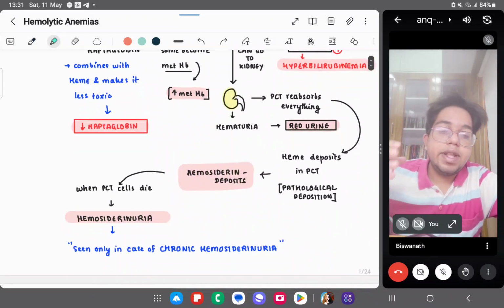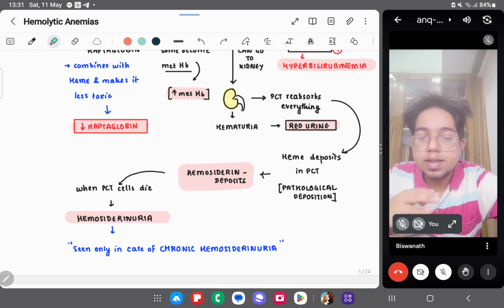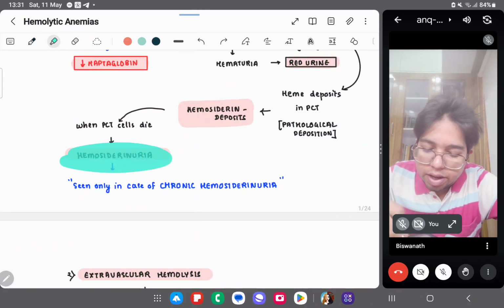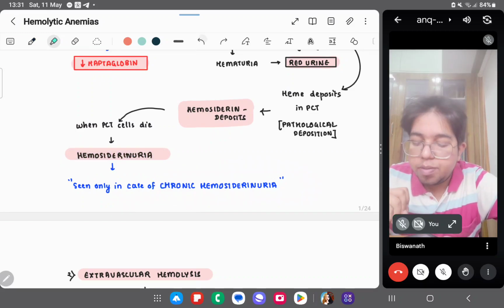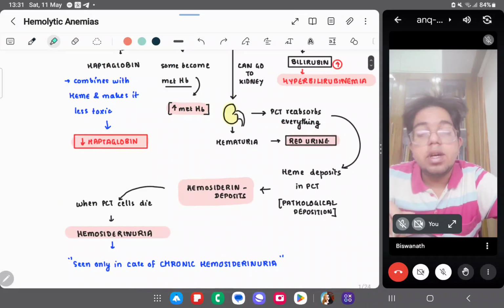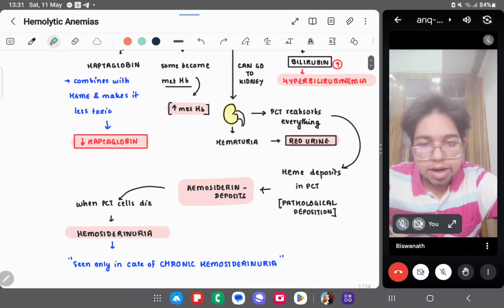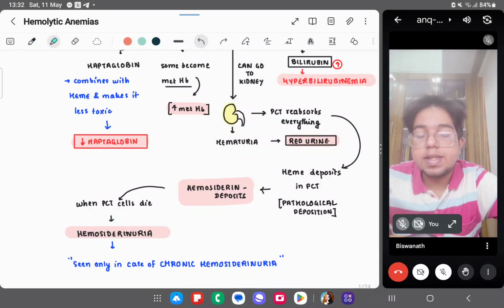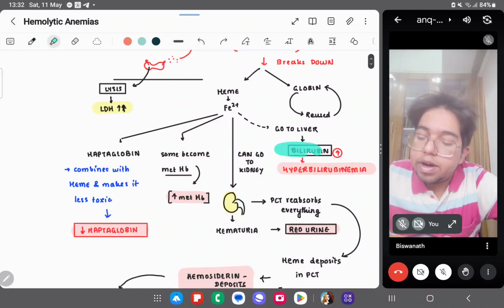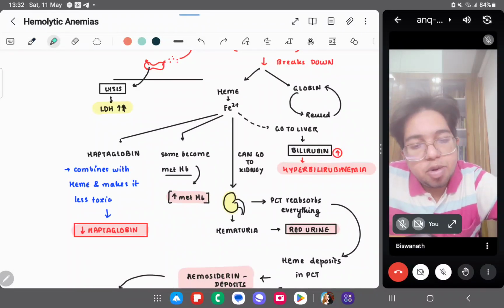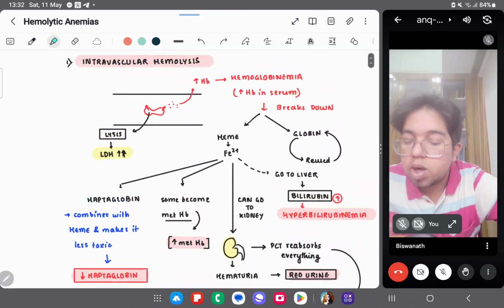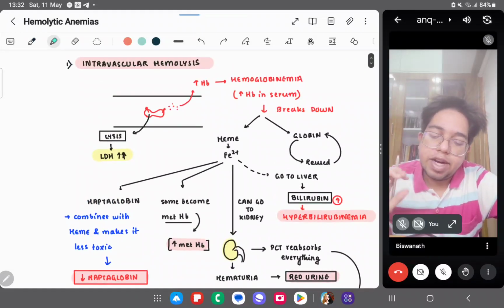Okay, and whenever the PCT cells die, the cells will slough off. There will be hemosiderinuria. Okay, hemosiderinuria is only seen in chronic cases. So there is basically the release of hemosiderin in the urine, hemosiderinuria. This is one of the findings of intravascular hemolysis. Then, if it goes to the liver, there will be increased bilirubin levels. So we'll have hyperbilirubinemia. Okay. So these are the findings of intravascular hemolysis.